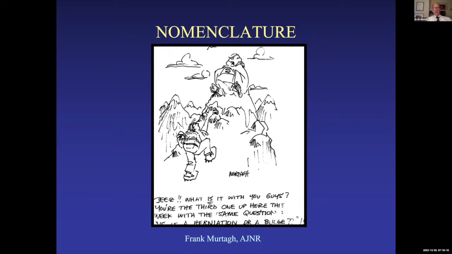I apologize that the cartoon is cut off at the bottom, but the classic conundrum is what we're looking at when we see the disc looking abnormal in cross-section. Is it a bulging disc or is there a herniation? On CAT scan, it may be harder to tell than it is on MR, and we'll get into that. But here's somebody going to the top of the mountain, consulting with the guru, saying, geez, what is it with you guys? You're the third one up here, said the guru. This week, the same question, is it a herniation or a bulge? So obviously, Dr. Murtaugh thought this was a pretty universal conundrum.